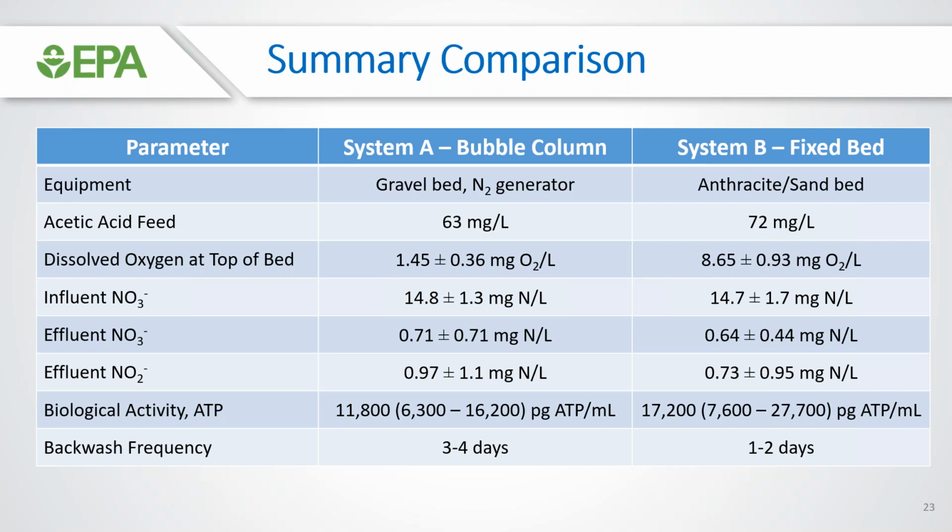System A has slightly less biomass and lower biological activity in it, which is good from an operational standpoint. And in the bubble column, we're getting longer filter runs.